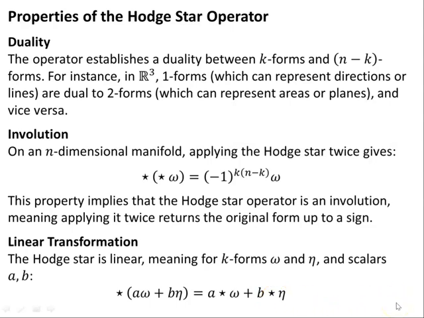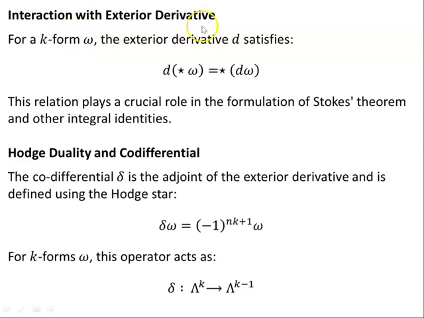Next one, interaction with the exterior derivative. For a k-form omega, the exterior derivative d satisfies d of star omega, the Hodge star of omega, is equal to the Hodge star of the exterior derivative of omega. So they swap places there. This relation plays a crucial role in the formulation of Stokes' theorem and other integral identities. So the exterior derivative of the Hodge star of omega is equal to the Hodge star of the exterior derivative of omega.